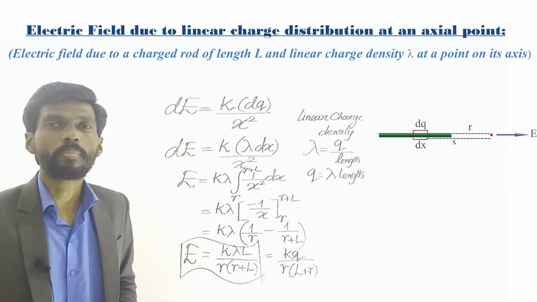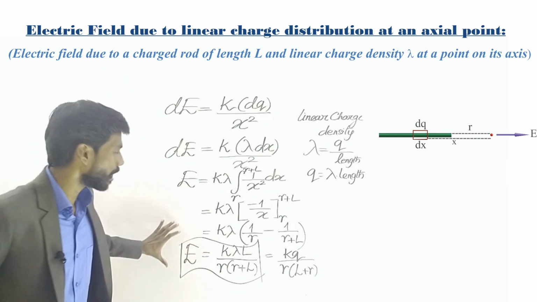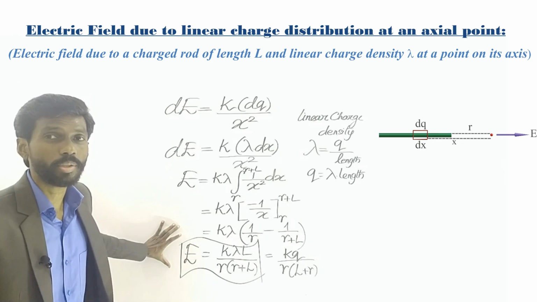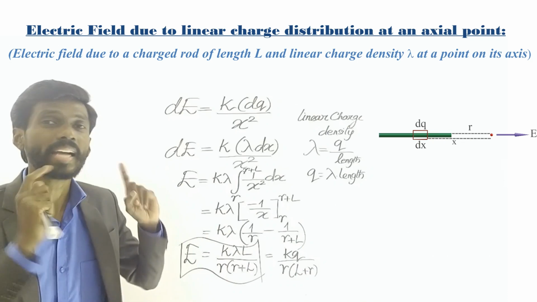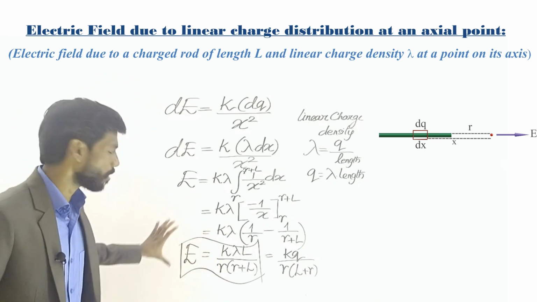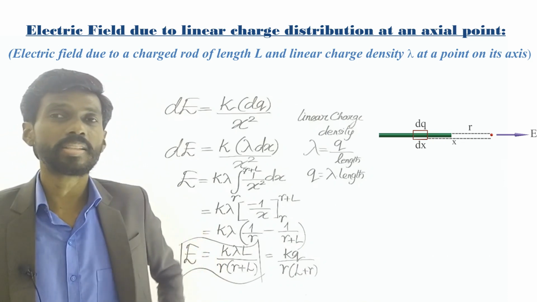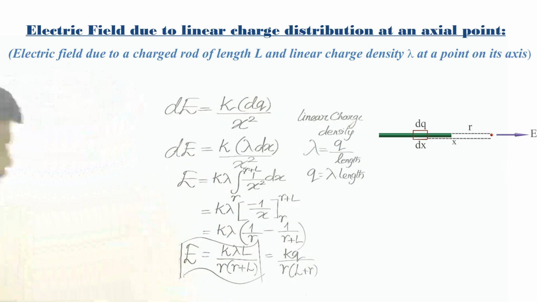So this is the first formula that you're supposed to know, the electric field due to a linear charge distribution. That means electric field due to a rod at the axial point. Do you understand? So this is one formula for electric field due to a linear charge distribution. Alright?